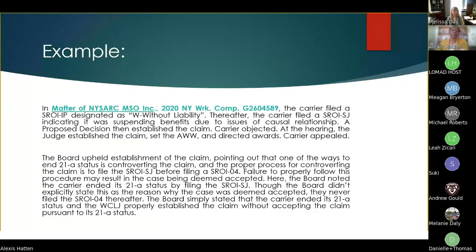The board upheld establishment of the claim, pointing out that one of the ways of ending 21A status is to controvert the claim, and that there's a proper process for doing that: file the SROI SJ before filing the SROI 04. By failing to properly follow this procedure, the carrier ended its 21A status, and the judge was perfectly within his rights to establish the claim without accepting the claim pursuant to its 21A status. And everyone cried.